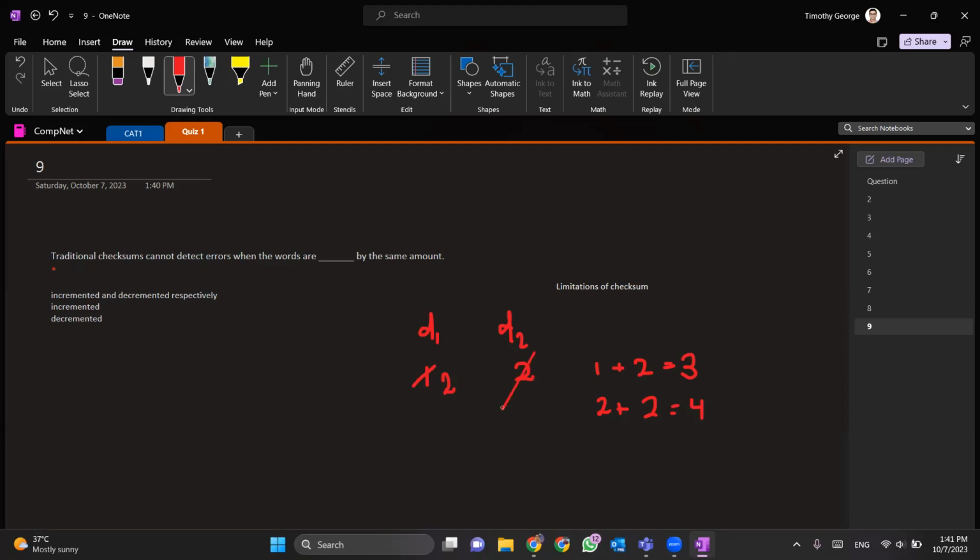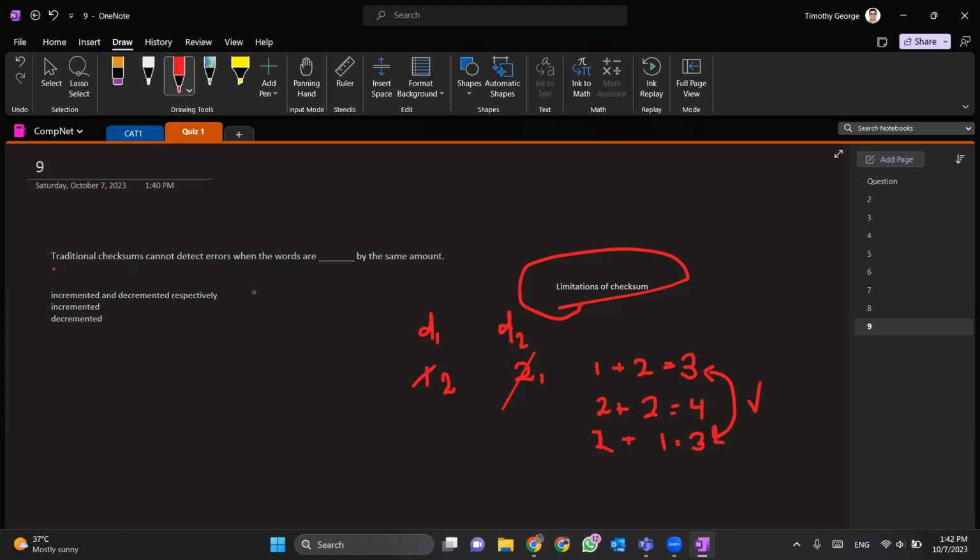But what if both the data were corrupted and this became 1? So it's going to be 2 plus 1, which gives you 3. You can see how these are the same, and so the machine will say verified. But we know it's not correct, because both data 1 and data 2 have been altered. So this is a limitation of checksum.